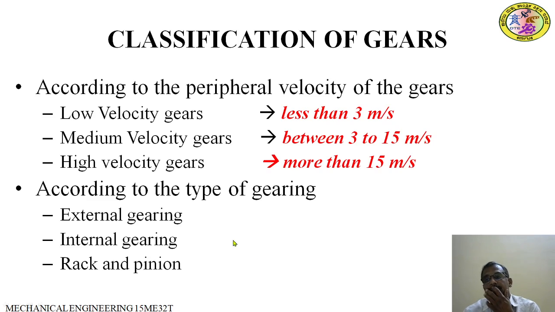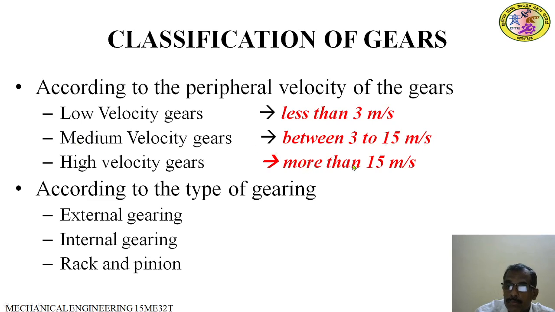Now, classification of gears, the second category: according to the peripheral velocity of the gears. Gears are classified based on the peripheral velocity of the gear. If the velocity is less than 3 meters per second, those are called low velocity gears. If the velocity is between 3 to 15 meters per second, those are called medium velocity gears.